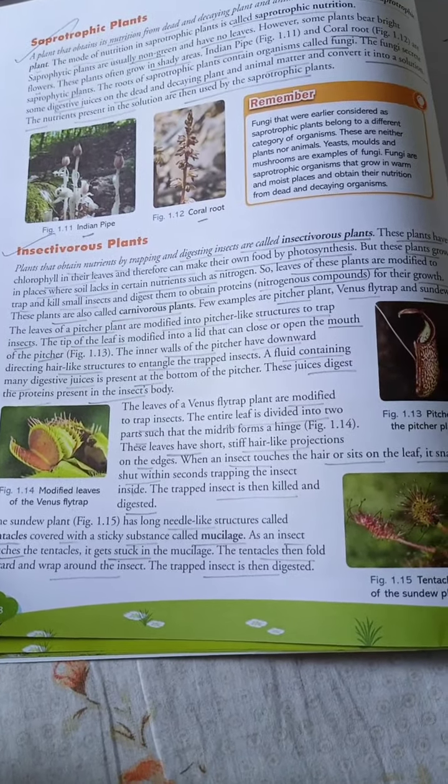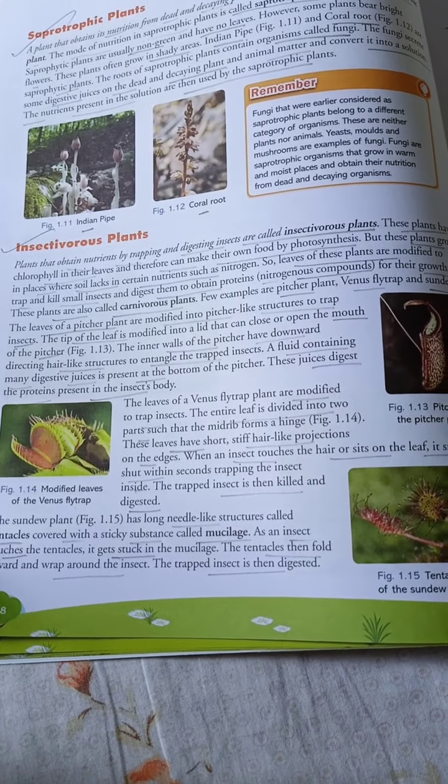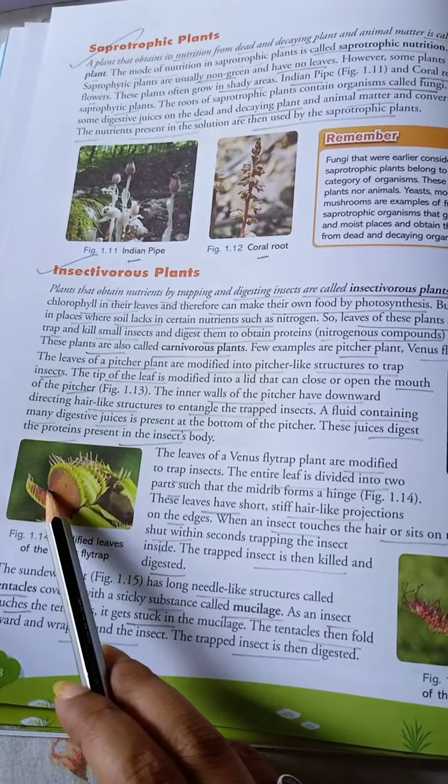The leaves of a Venus flytrap plant are modified to trap insects. The entire leaf is divided into two parts by the midrib. It makes a hinge.